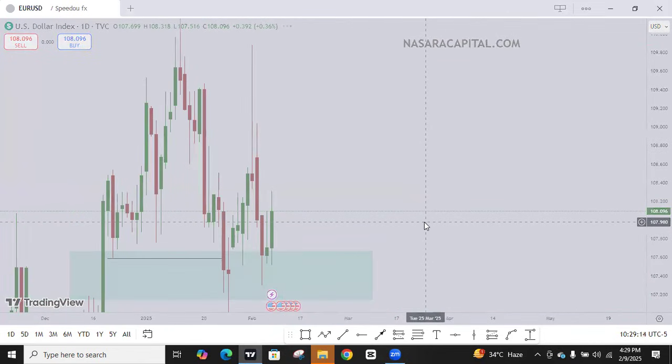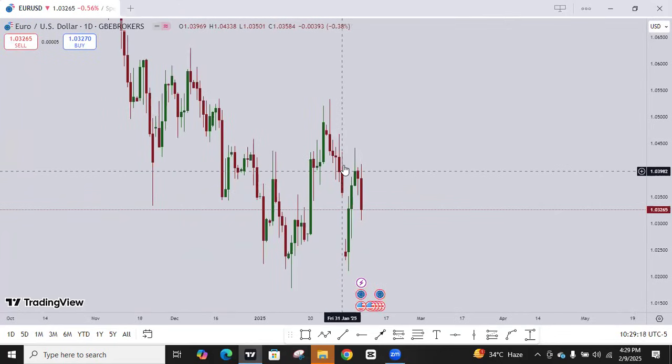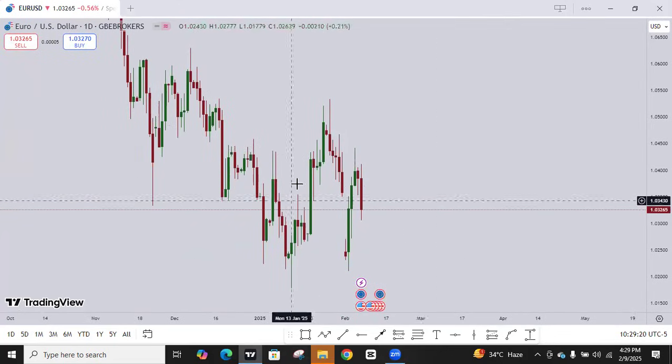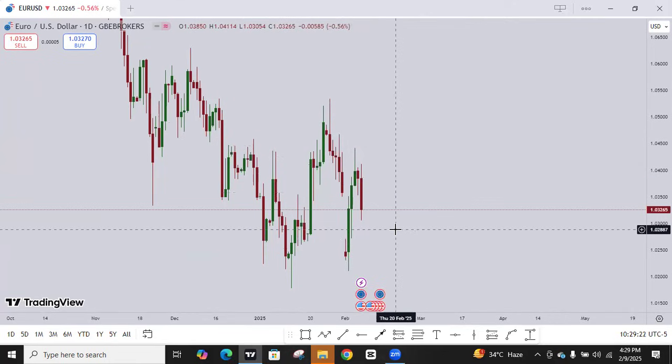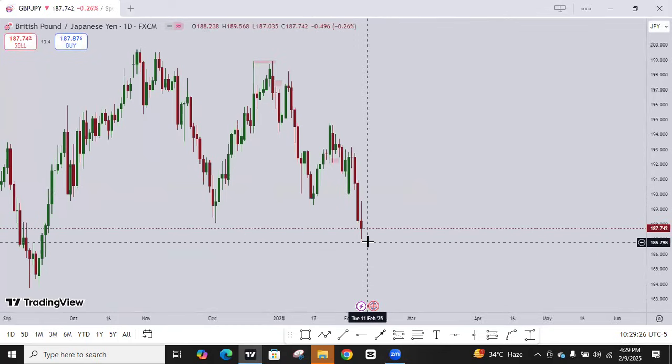So now the next is, whatever we have on dollar, we automatically have the opposite of what we saw on dollar. So I'm expecting sell to happen on Euro USD.